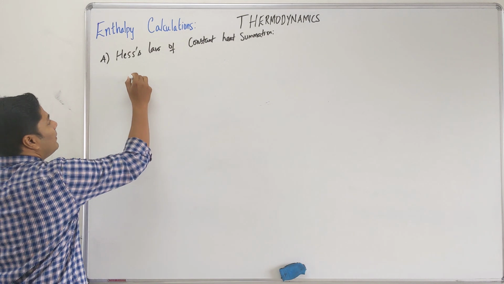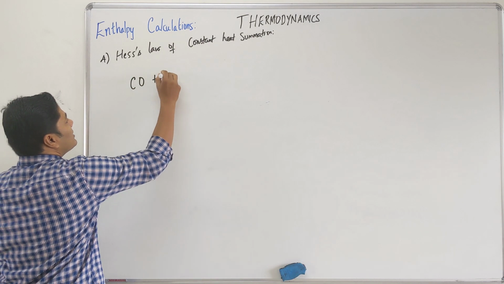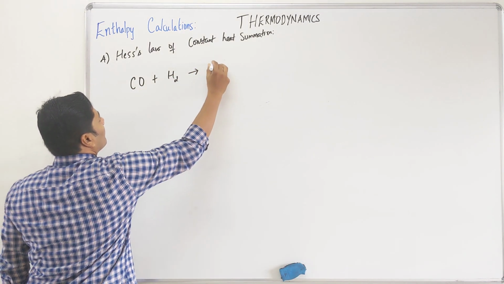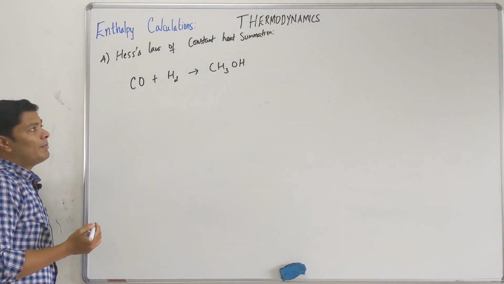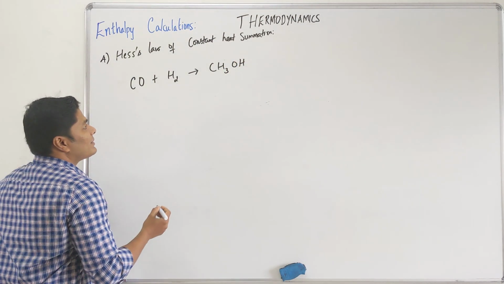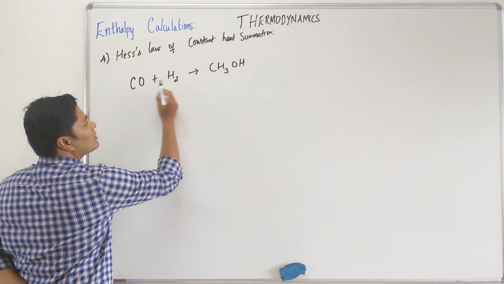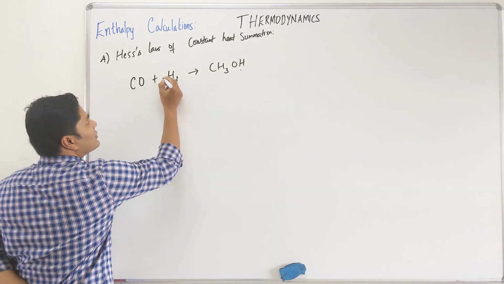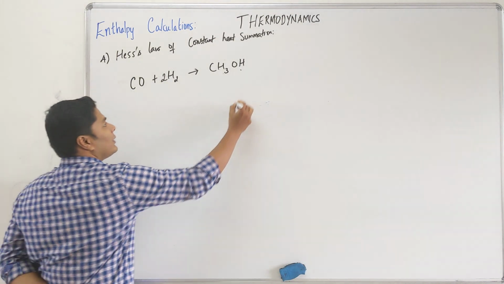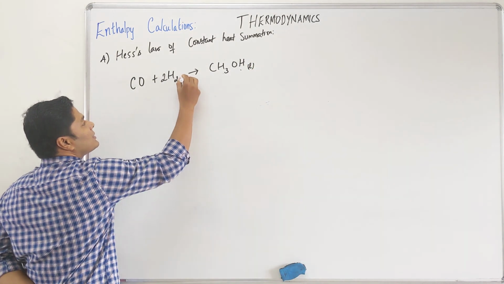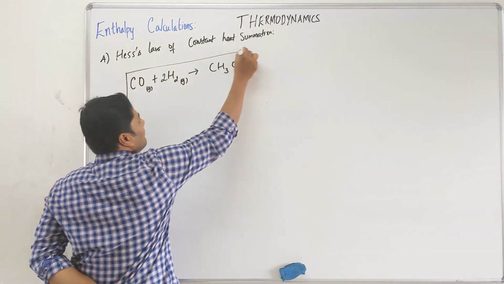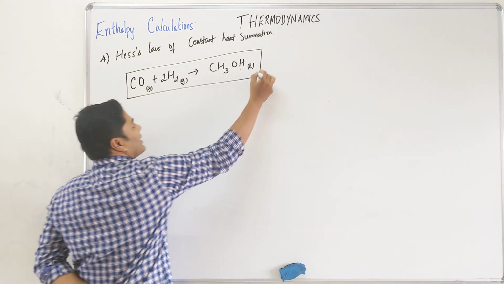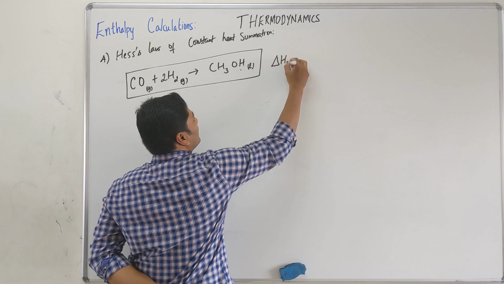Let's say for example, the common synthesis of methanol from CO and H2. Let's balance it out. One carbon, one carbon, one oxygen, one oxygen. 4 hydrogens, so this is 2. This is liquid, this is gas, gas. This is the equation that is being given to you, and they can ask you what is the delta H of this reaction.